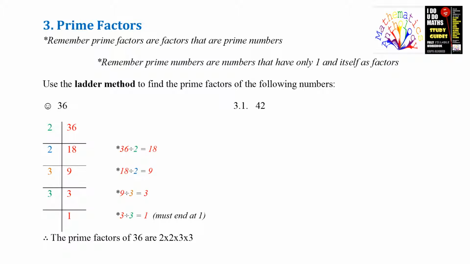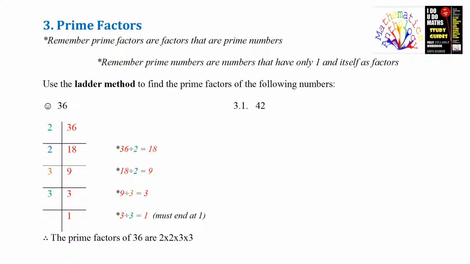So into 36, I start with the lowest prime number, which is 2. Can 2 go into 36? The answer is yes. So 2 goes into 36 18 times. Then I look at 18 now on my ladder. Can 2 go into 18? Yes, 2 can go into 18 9 times, so I fill that in on my ladder.